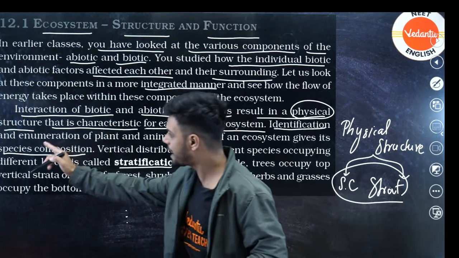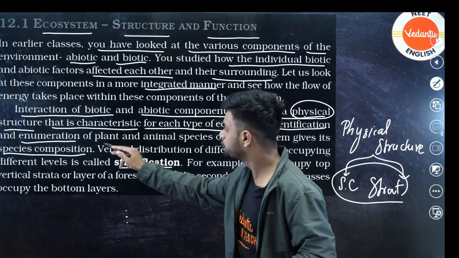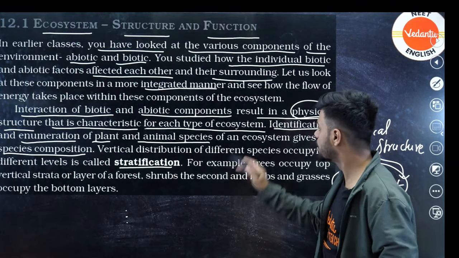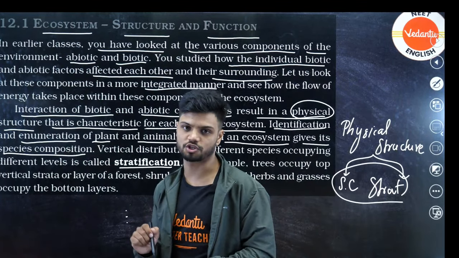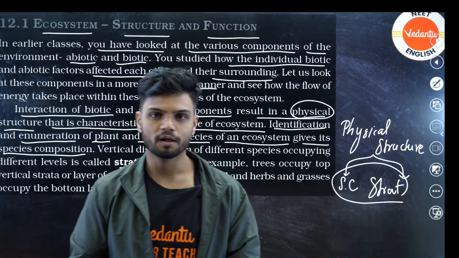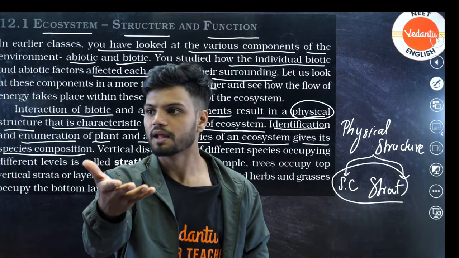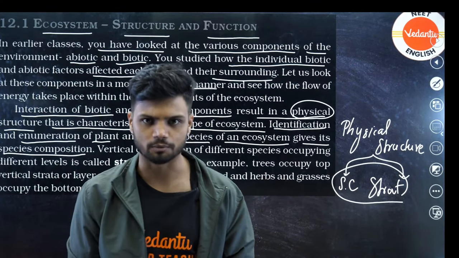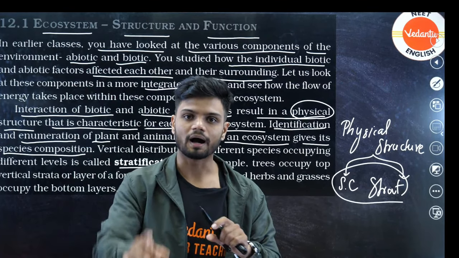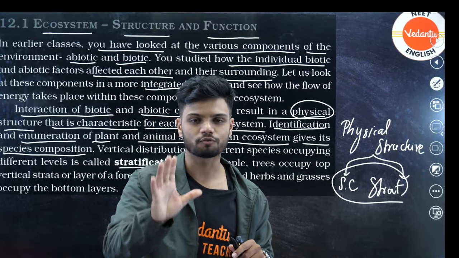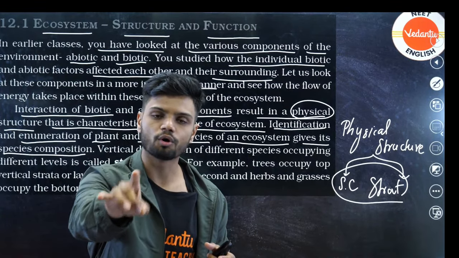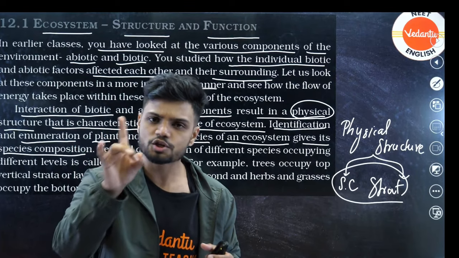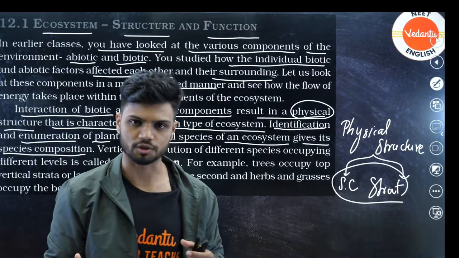Identification and enumeration of plants and animal species of an ecosystem gives its species composition. So what is species composition? Like how you are sitting in front of me, we have around 55 students watching us right now. All the students who are watching right now are a different type of species. Yes, all of you are humans. This is an ecosystem. All of you watching the video are part of this ecosystem, and you are also a part of species composition.